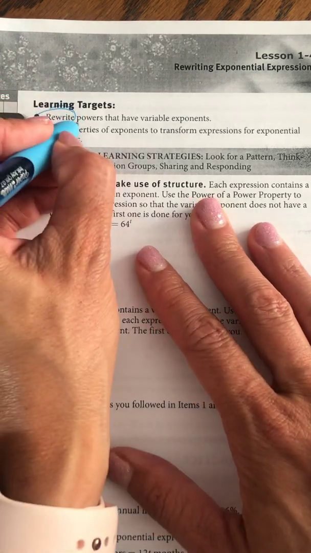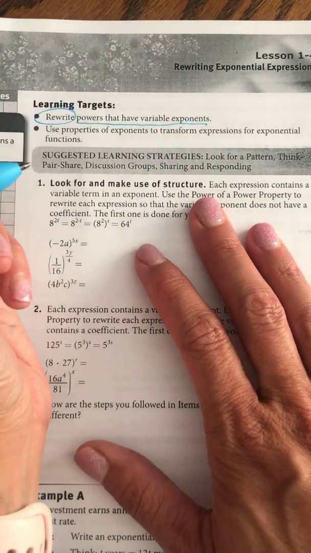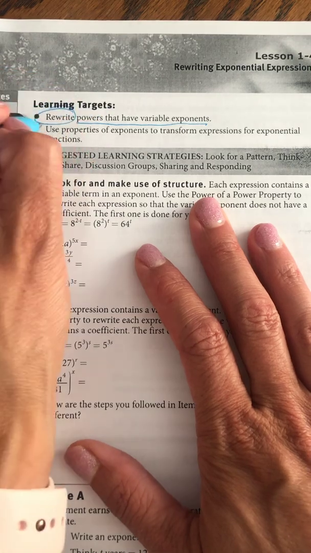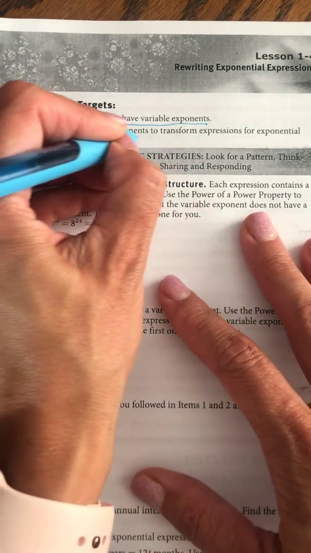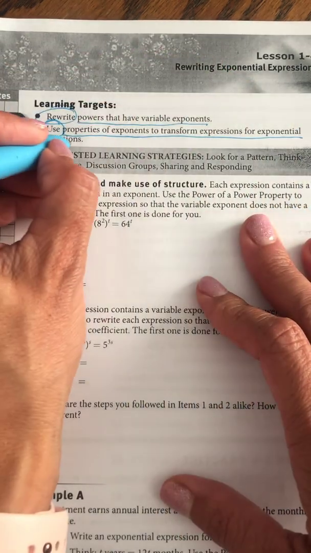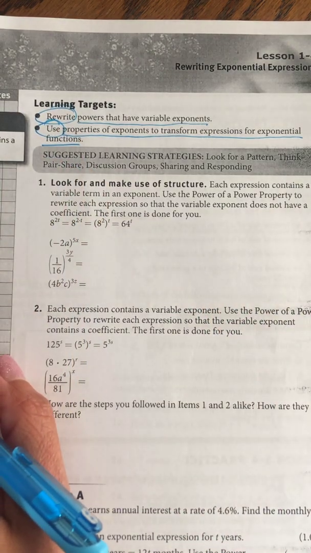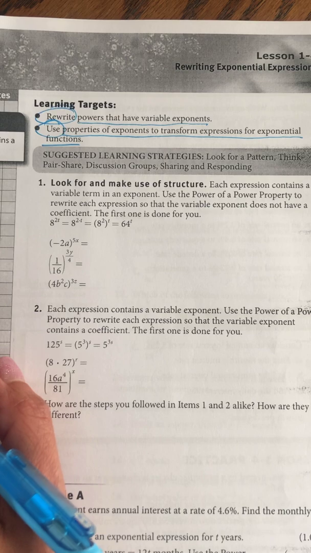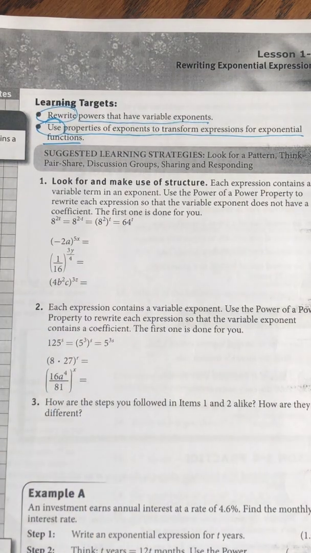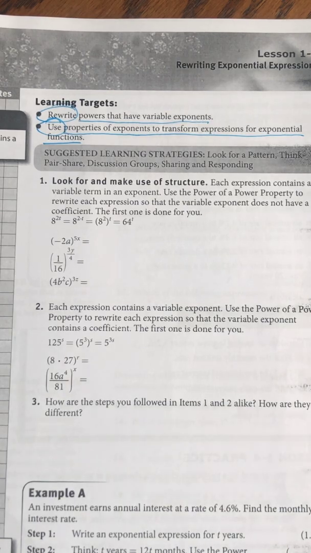All right, we're going to rewrite powers that have variable exponents, and we're going to use properties of exponents to transform expressions for exponential functions. Okay, you learned about exponential functions, exponential growth and decay in Math 1. So I know it's been a little while since then, but you have learned about them.